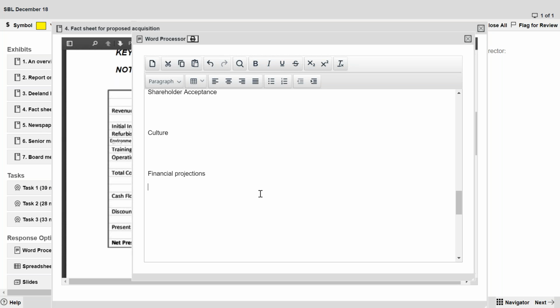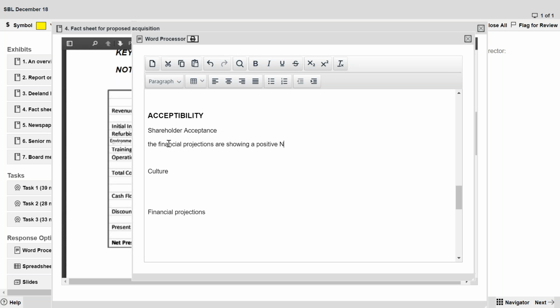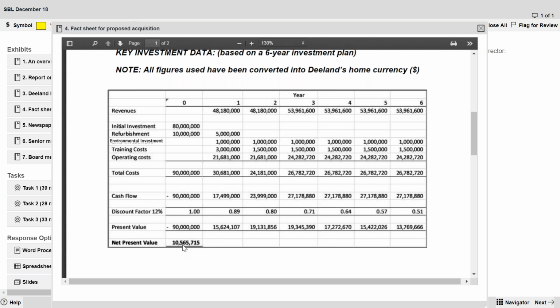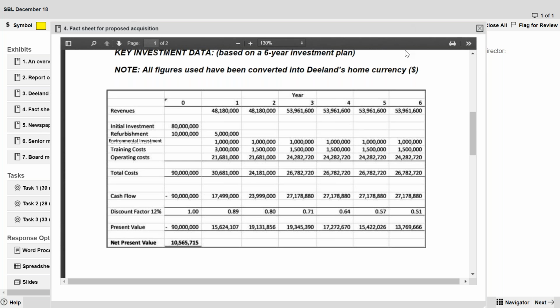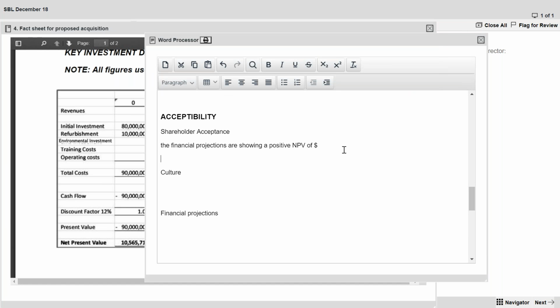So the project currently, the projections are showing a positive NPV, right? So that information I can put under shareholders. The financial projections are showing a positive NPV of dollar, how much? 10.56 million dollars, 10.56 million at a discount rate of 12%.